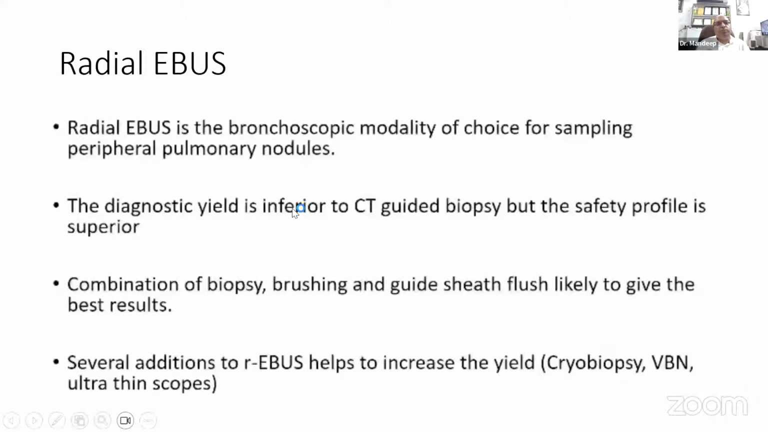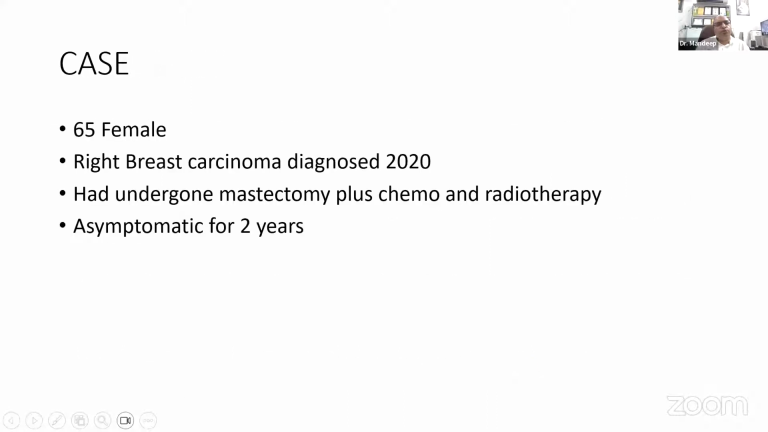So radial EBUS is the bronchoscopic modality of choice for sampling peripheral pulmonary nodules. The diagnostic yield is inferior to CT-guided biopsy, but the safety profile is superior. A combination of biopsy, brushing, and guide sheet is likely to give the best results. Several additions to radial EBUS help to increase the yield, like cryobiopsies and ultra-thin scopes.